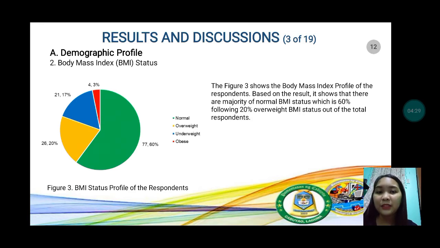For the body mass index status, Figure 3 shows the body mass index profile of the respondents. Based on the results, the majority have a normal BMI status, which is 60%, followed by 20% overweight BMI status out of the total respondents.